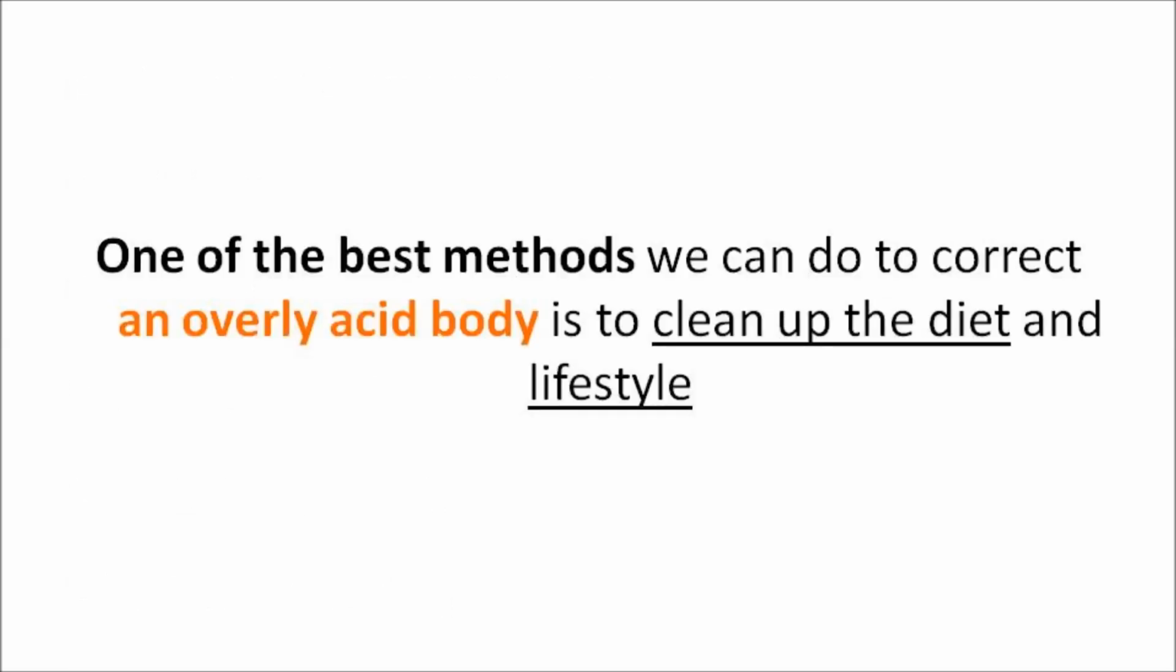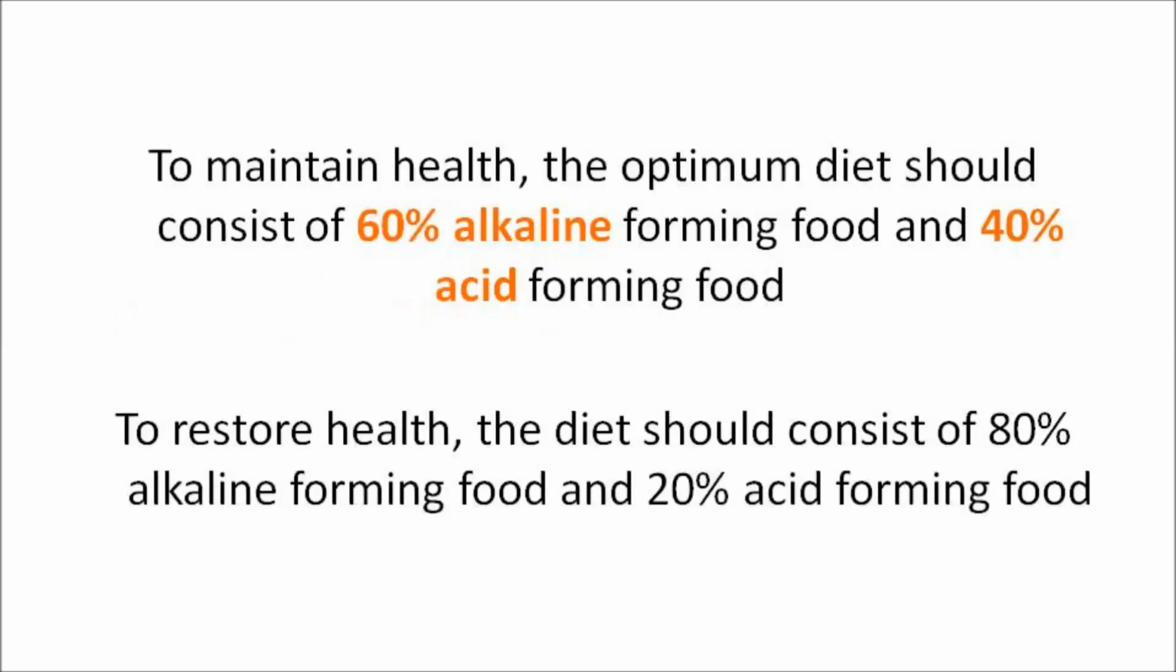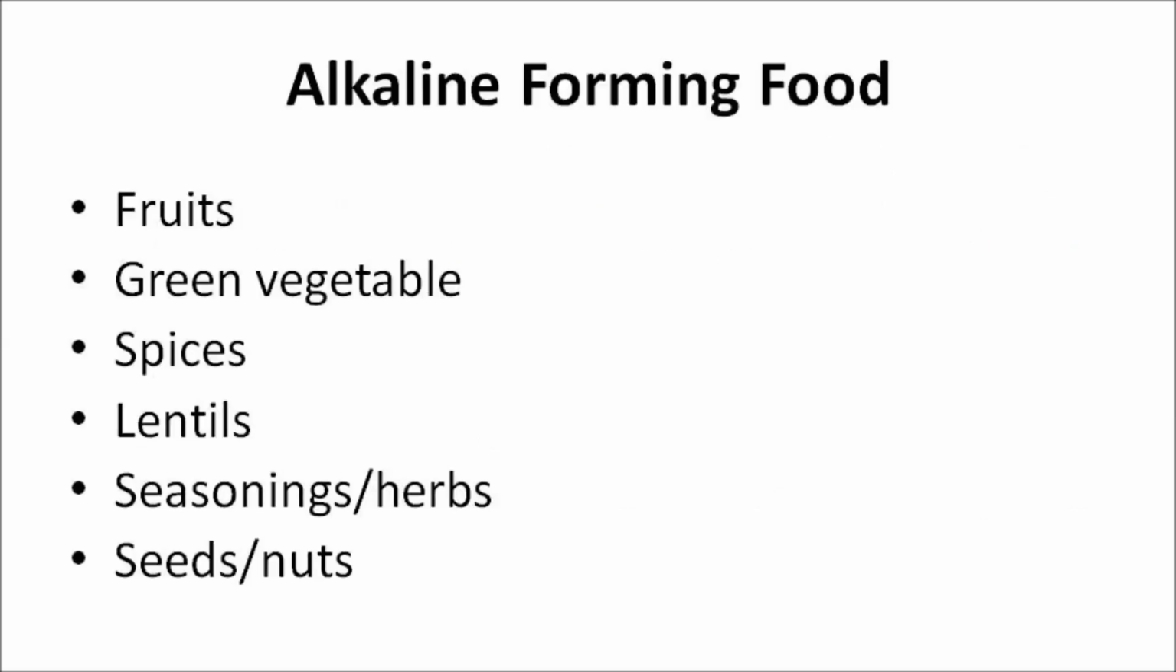One of the best methods we can use to correct an overly acidic body is to clean up the diet and the lifestyle. To maintain health, the optimum diet should consist of 60% alkaline-forming food and 40% acid-forming food. To restore health, the diet should consist of 80% alkaline-forming food and 20% acid-forming food. Generally, alkaline-forming food consists of most fruits, green vegetables, spices, lentils, seasonings or herbs, and seeds and nuts. Whereas acid-forming food comprises meat, fish, poultry, eggs, grains, and legumes.